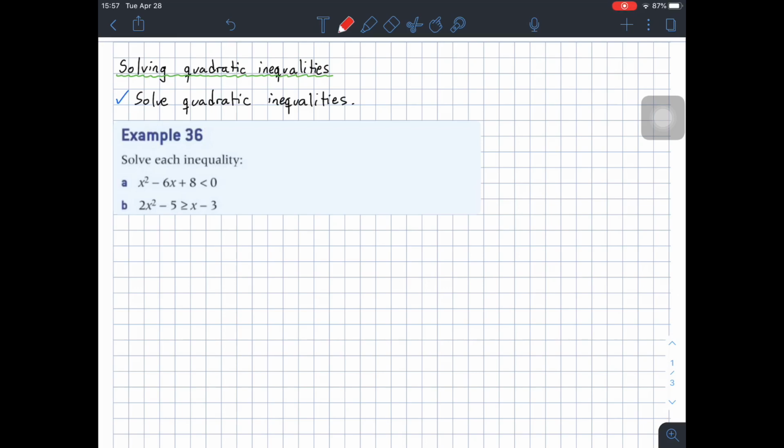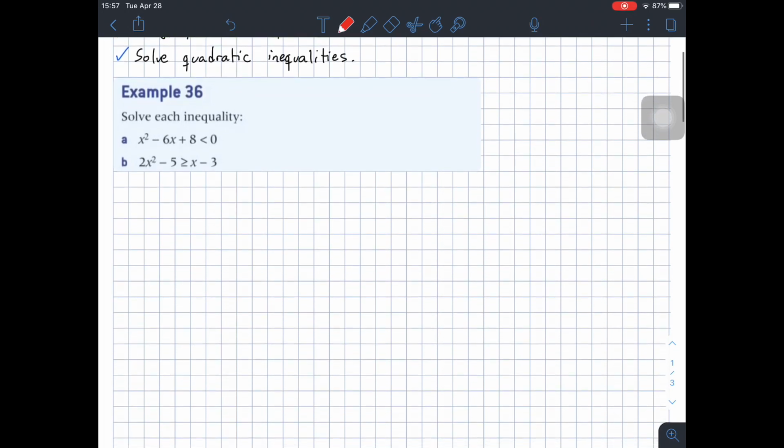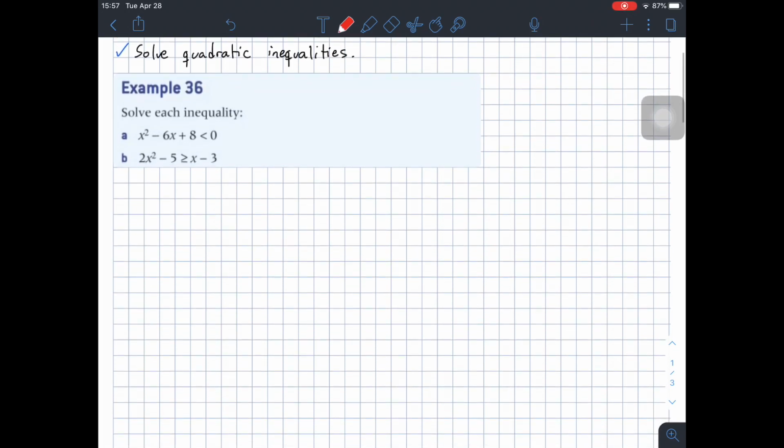So let's see example 36 first. We're going to solve this without using calculator. So I'm going to write here without GDC. And it says solve each inequality. And then we have part A, x squared minus 6x plus 8 is less than 0.